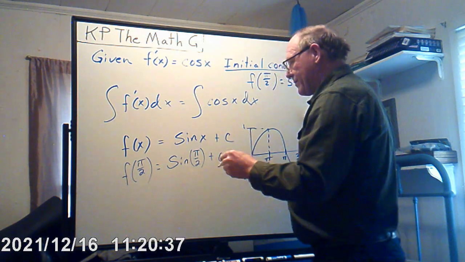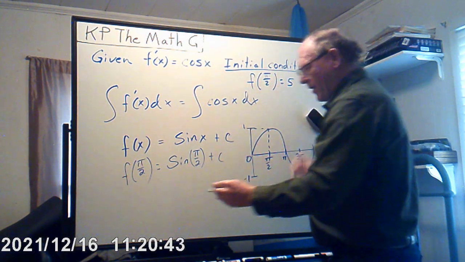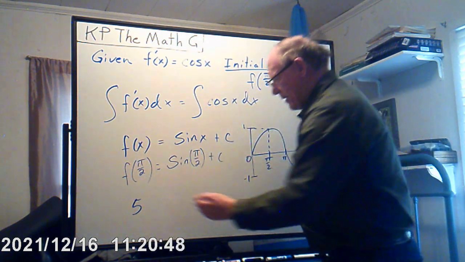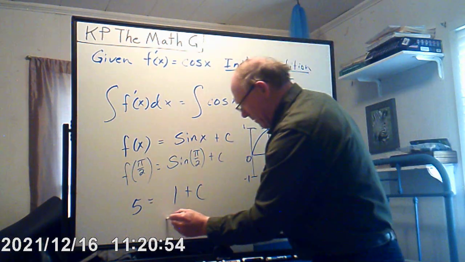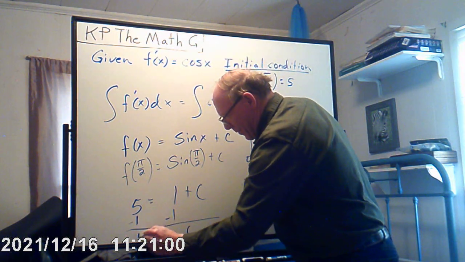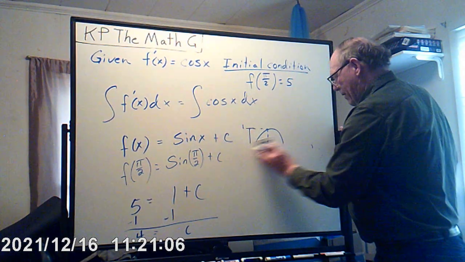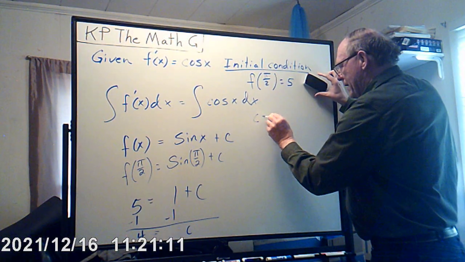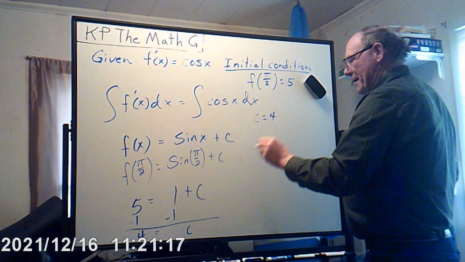So now we have f at pi over 2, which, by the way, is 5. So I'm going to substitute the 5 in place of f at pi over 2. This is 1 plus c. Now I'm going to subtract 1 on both sides, and we'll have c is equal to 4. So c is equal to 4.